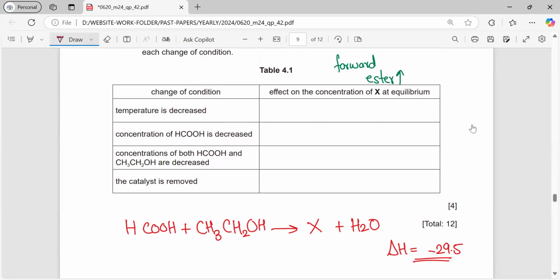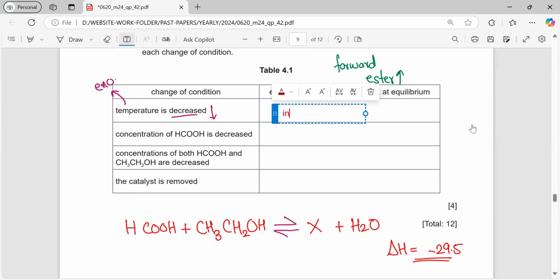Now let's see. If the temperature is decreased, if we are lowering the temperature, then the system will move towards the exothermic side. And the exothermic side is the forward side. So it will move forward and the X concentration will increase. It's a reversible reaction, so the X concentration will increase.